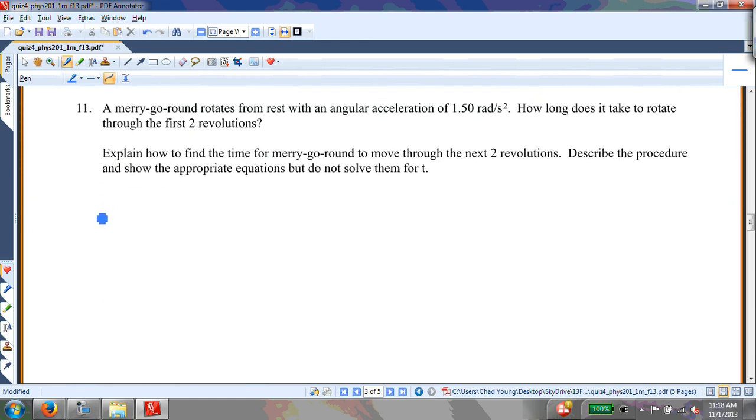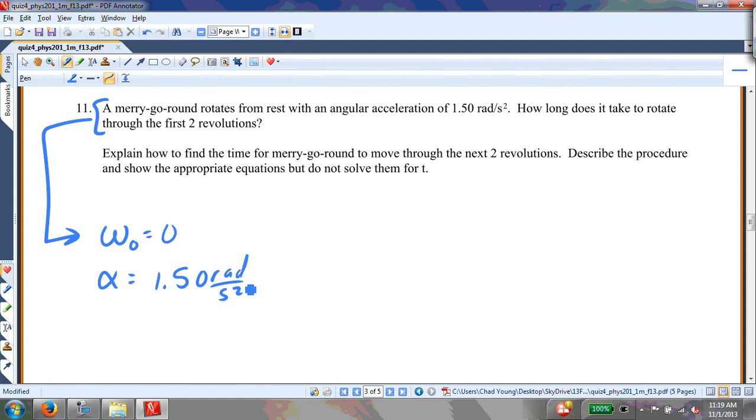Okay, merry-go-round rotates from rest with an angular acceleration of 1.5 radians per second squared. How long does it take to go through the first 2 revolutions? All right, so first of all, let's just write down what I know. I know that omega naught equals 0, alpha equals 1.5, and theta equals 2 revolutions, which is 2 times 2 pi. Let's go and convert this. 1 revolution, 2 pi radians. That's going to be 4 pi radians. And I want to just know how much time.